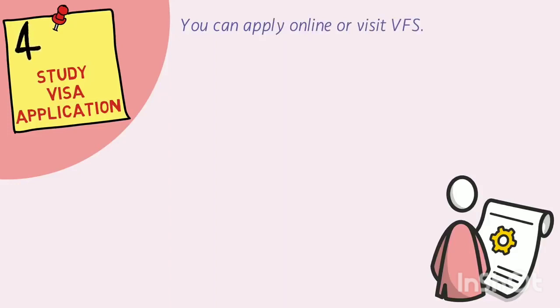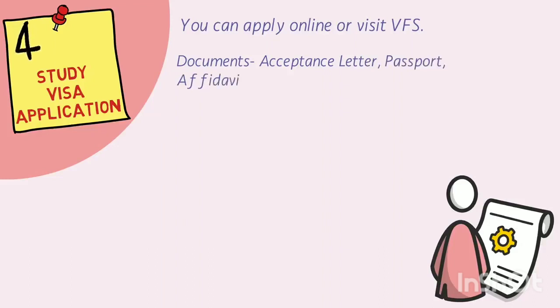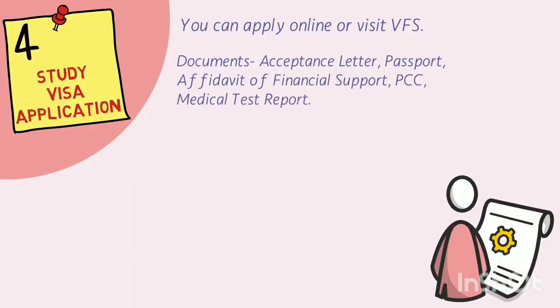Okay, now the documents which are required. First of all, the acceptance letter. As I told you, it was the most important document. Then of course your passport, an affidavit of your financial support, PCC, which is your police clearance certificate, and your medical test report. So you need to get your medical test done as well. So all of these documents are required. There may be a couple of other documents as well, but you will get to know as and when you apply for that study permit. There is a fee for that study permit as well, and that is $150.